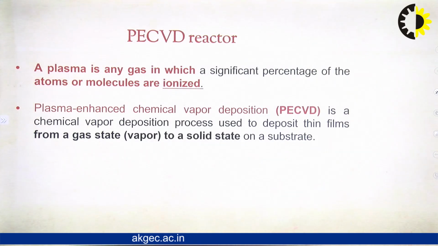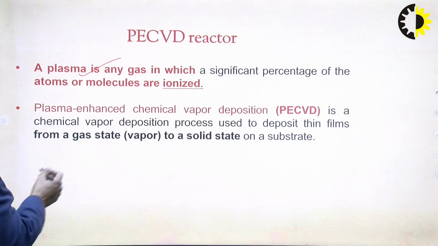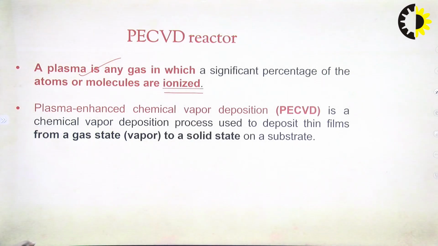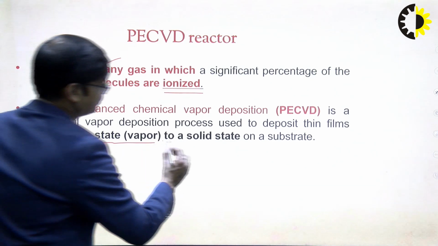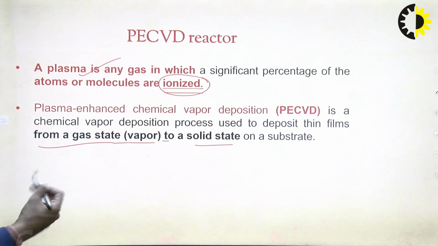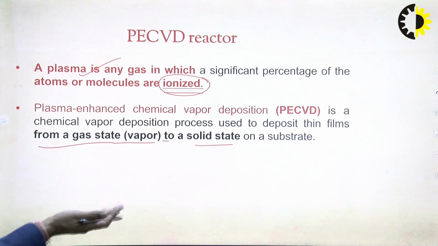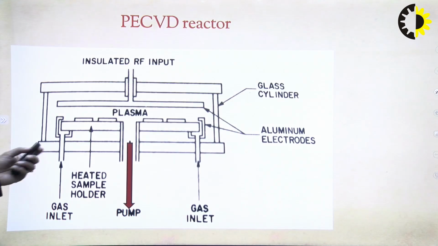Now, quickly let us discuss the plasma enhanced CVD reactor. As we know, plasma is any gas in which a significant percentage of the molecules are ionized. Plasma enhanced CVD is a chemical vapor deposition process used to deposit thin films from a gas state to solid state, because we know that the ionized molecules are in the gas phase. So, they are deposited in a solid state on a silicon wafer.